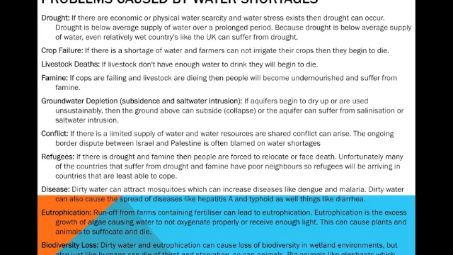Crop failure. If there is a shortage of water and farmers can't irrigate their crops, then their crops may begin to die, and so will the farmers because they don't have food left. So yeah, that's another problem.